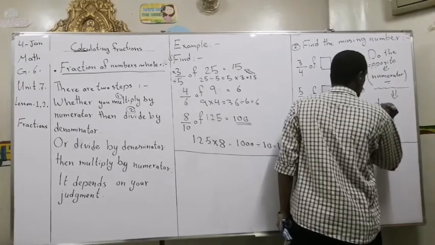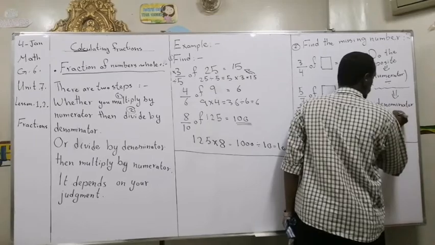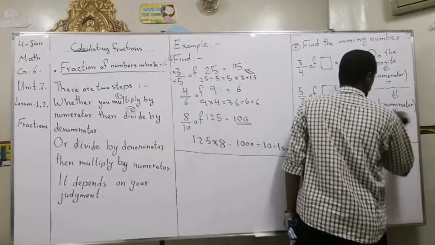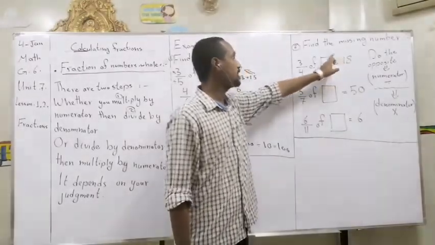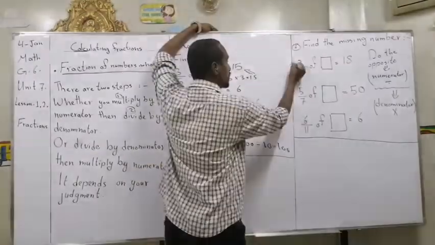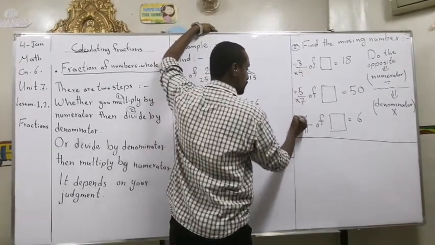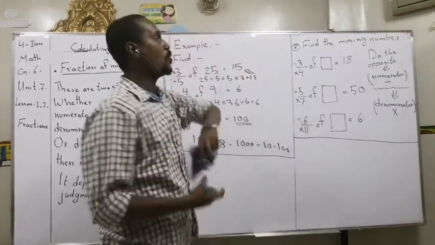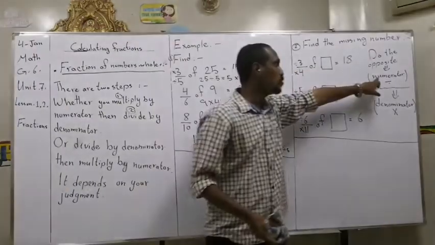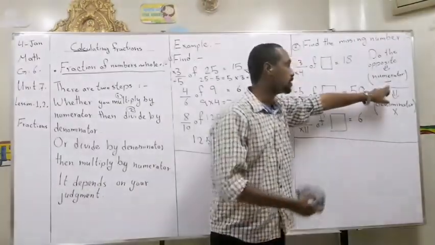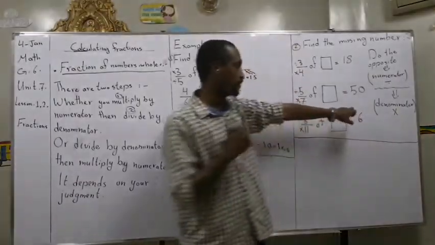And the denominator is what? When I do the opposite, the denominator will be multiplication. Got it? I'm going to do the opposite. That means I'm going to say 18 divided by, it will be division, and this will be multiplication. Division, multiplication. When the missing number is on the left side of the equal sign, I do the opposite. That means the numerator will be division instead of multiplication, and the denominator will be multiplication instead of division.